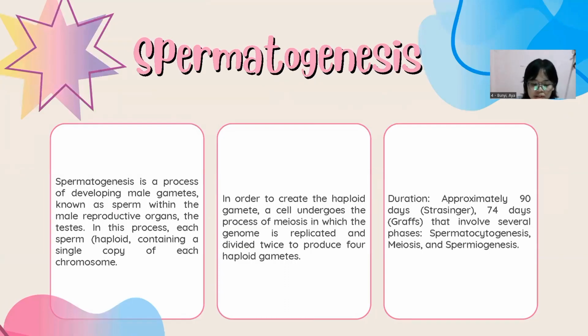So what is spermatogenesis? Spermatogenesis is the complete process of cell development. It is a process of developing male gametes, known as sperm, within the male reproductive organs, the testes. In this process, each sperm is haploid, containing a single copy of each chromosome. In order to create the haploid gamete, a cell undergoes meiosis, in which the genome is replicated and divided twice to produce four haploid gametes. This process generally occurs in the seminiferous tubules of the testes following different stages.